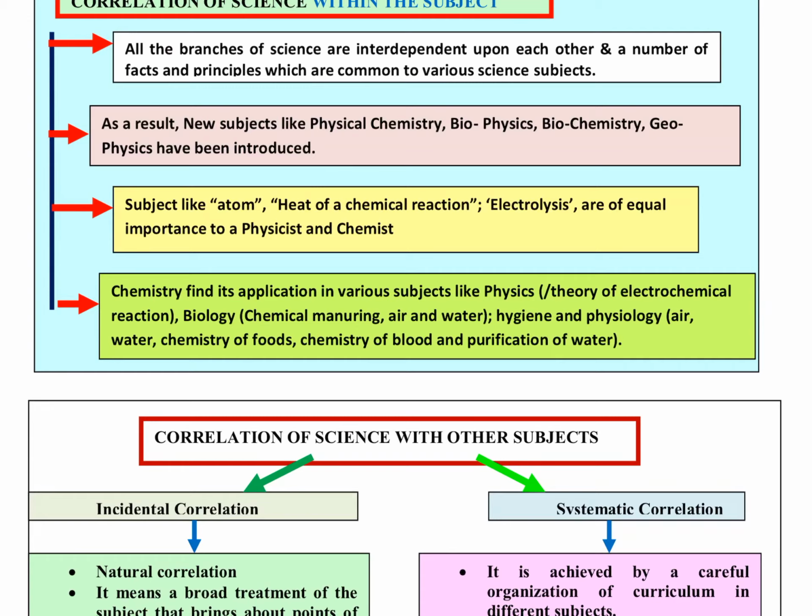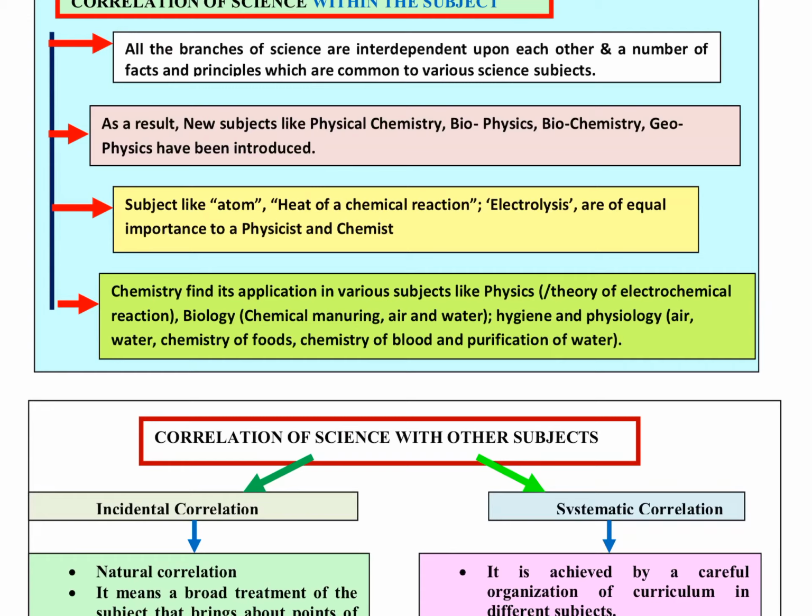The knowledge of chemistry can be applied in biology, especially in chemical manuring, preparation of chemical fertilizers, and study of air and water. In biology also, air and water are important subtopics, and in that the knowledge of chemistry is directly involved. Another chapter like hygiene and physiology, there also knowledge of chemistry is very essential, in terms of air, water, and chemistry of food.